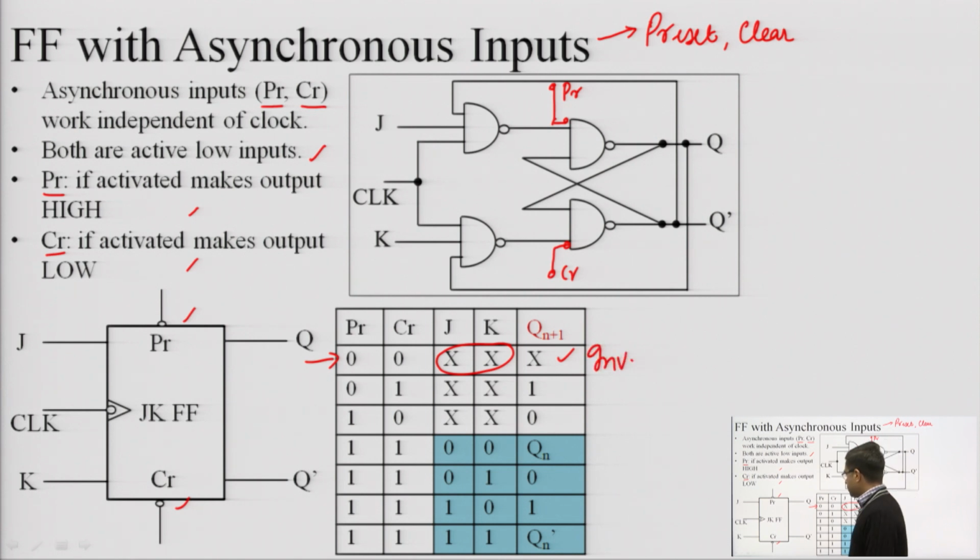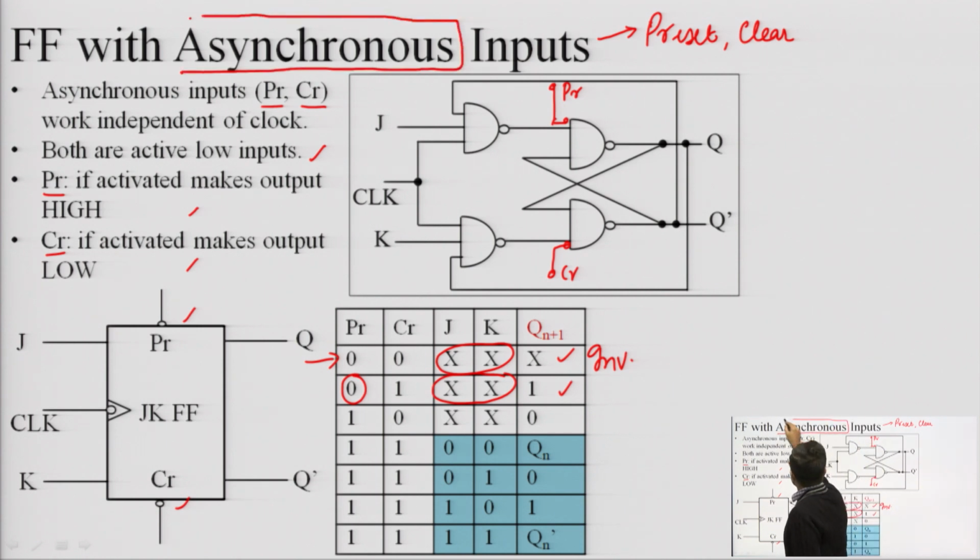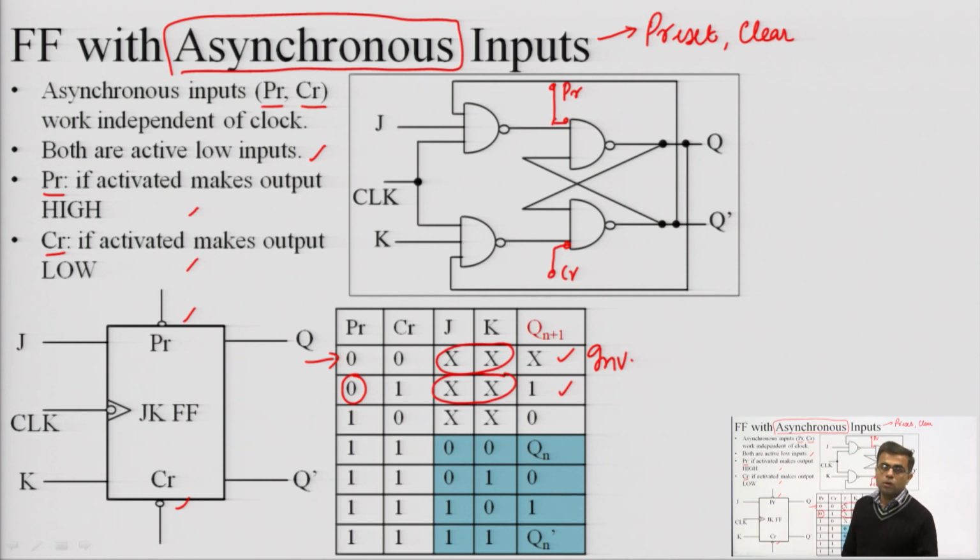Similarly, for the next case 0 1, we can see that preset is activated and clear is 1, that means clear is disabled. So preset is activated, which means preset will make the output high, and J and K inputs are irrelevant. That's why we have mentioned them as asynchronous inputs. Asynchronous means they are not dependent on anything. They are not working in synchronism with any other thing. The other things which can be in synchronism are the flip flop inputs and the clock. So these preset and clear are independent of the flip flop inputs and independent of the applied clock.